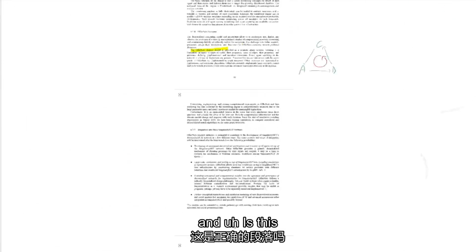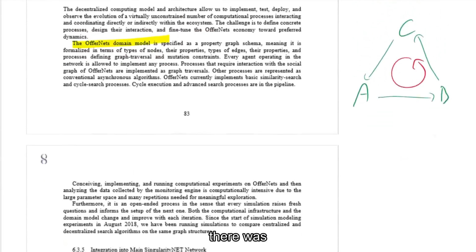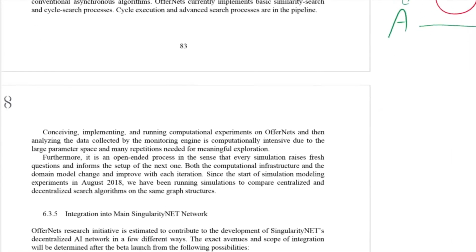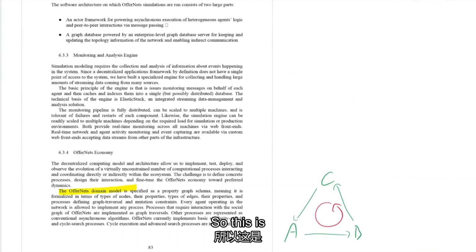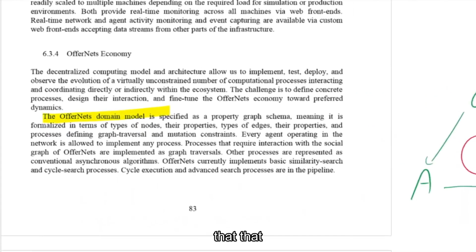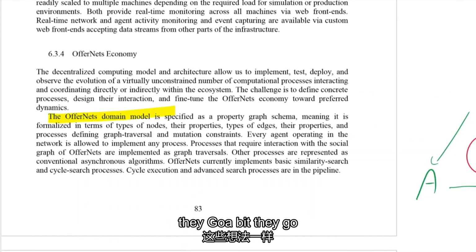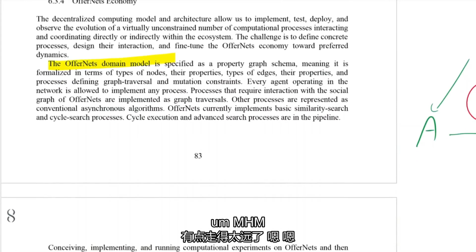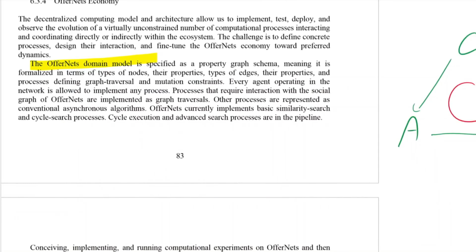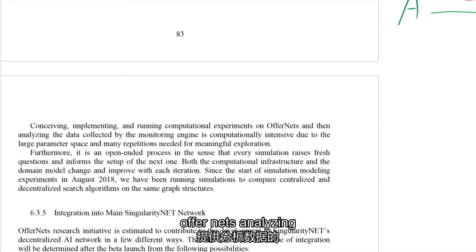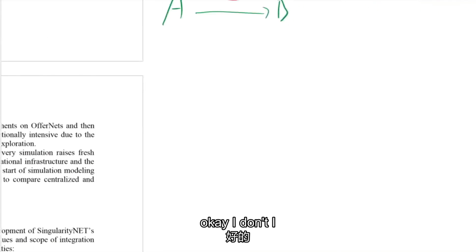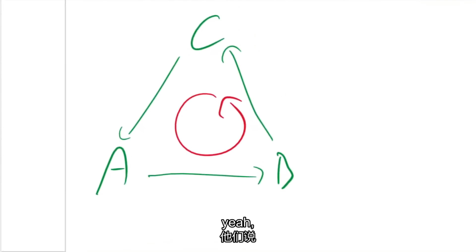And is this the right paragraph? Because there was a fun sentence. There was a fun sentence that I've seen right here. So this is another thing where I think that just like the ideas, they go a bit too far. OfferNets, analyzing the data, yada yada yada. Open-ended process. Okay, I don't know where it was, but they say something like, OfferNets could mediate this process.